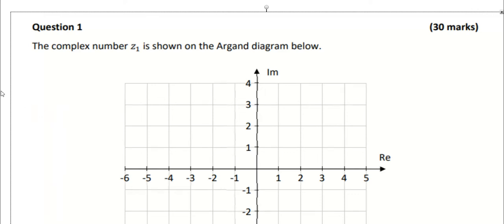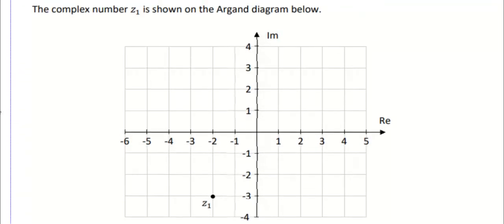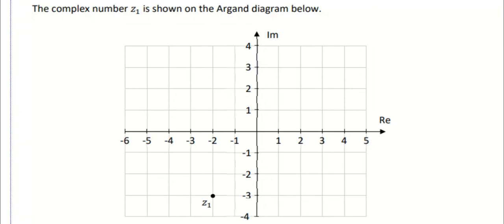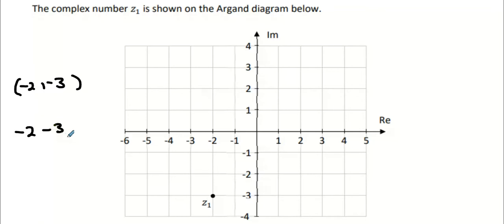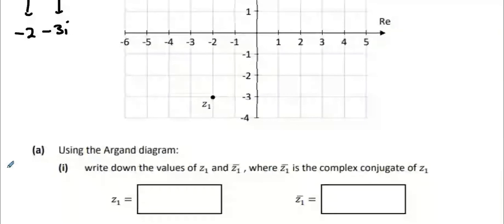Okay, lads. So the complex number z1 is shown on the following diagram. The complex number here is at the point -2, -3. And in complex number mode, that's -2 minus 3i, because 3i is downwards, okay? So the -2 value stays the same, but the y value is always -3i in complex number mode, right? So we have -2 minus 3i.